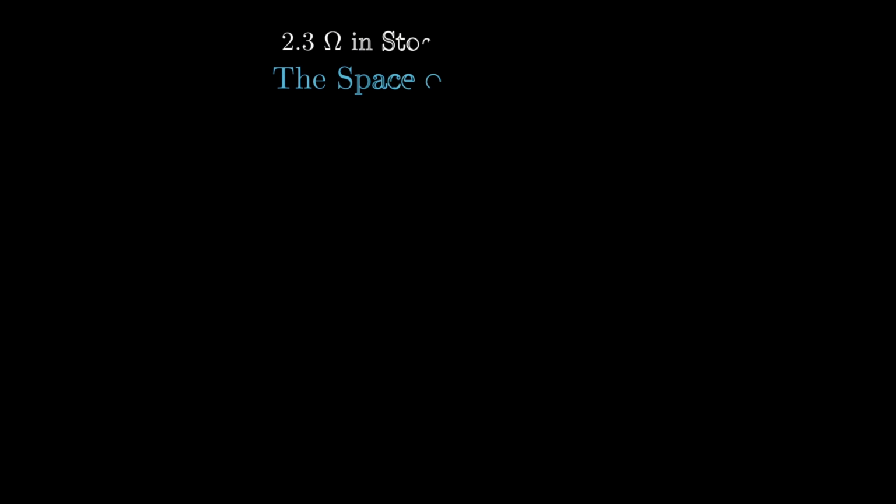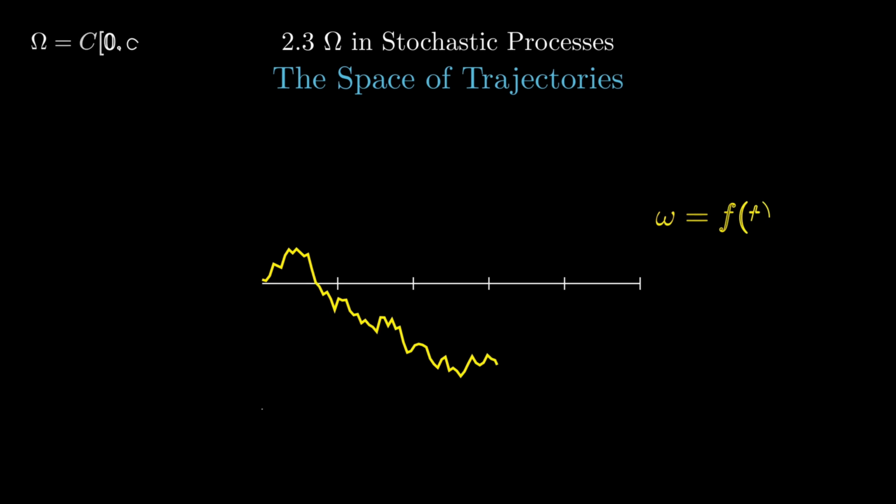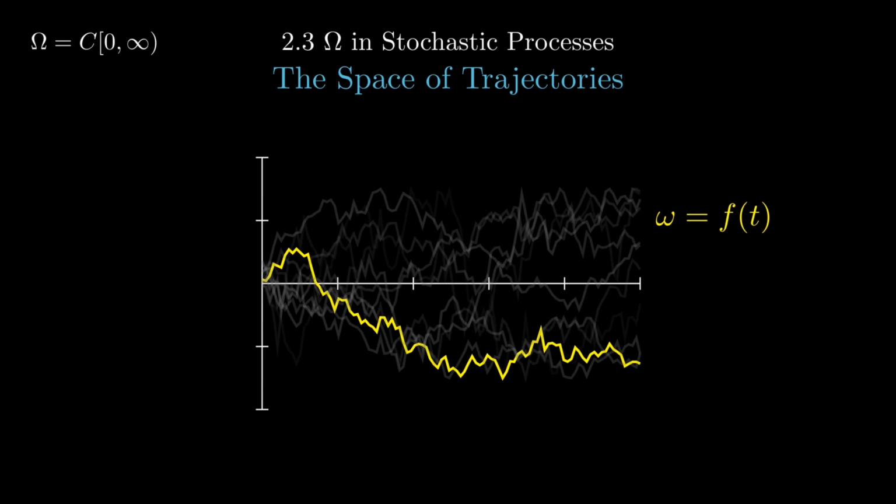The space of trajectories. In the advanced context of stochastic calculus, Ω takes on a richer form. For a stochastic process such as Brownian motion B_t(ω), the outcome ω is not a number, but a function. Here, Ω is the set of continuous functions. When we perform an experiment, we are effectively selecting one timeline from the bundle of all possible timelines.